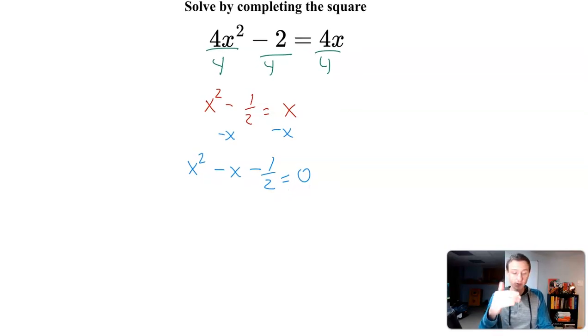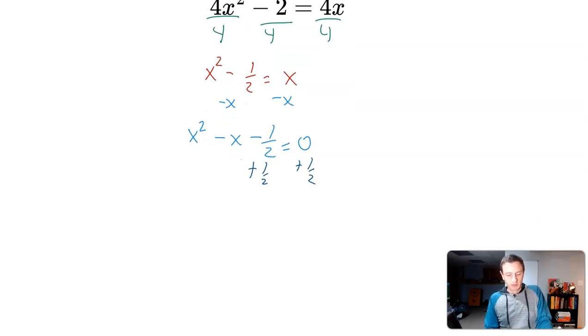Then from here, in order to complete the square, I want to get rid of this minus a half because I want to focus on these terms right here. The way it is right now, it's not in a form where I could factor it. So I want to create a form that I could factor. So therefore, I want to complete the square. So I'm going to use the method of completing the square, and I need to get rid of this half then. That's going to leave me with x squared minus x equals a half.